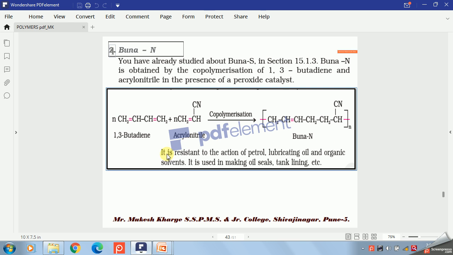What are the properties of this compound? It is resistant to the action of petrol, lubricating oil and organic solvent, and that's why it is used in making oil seals and tank lining.